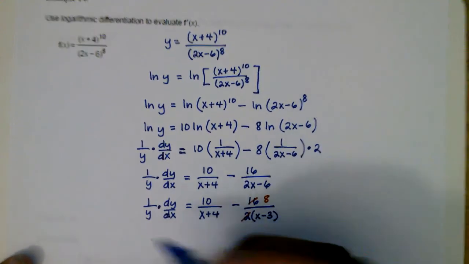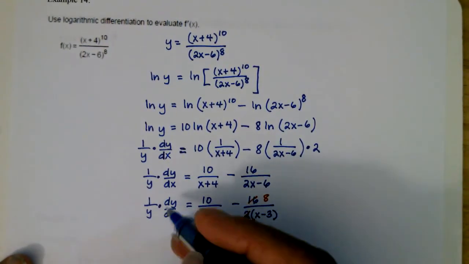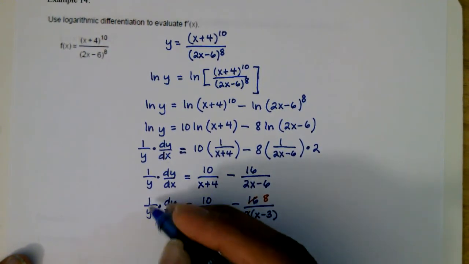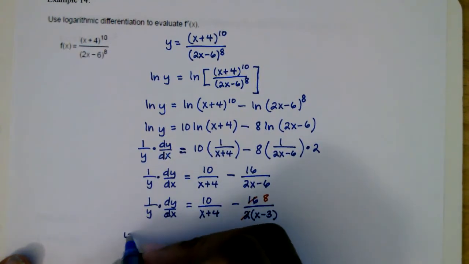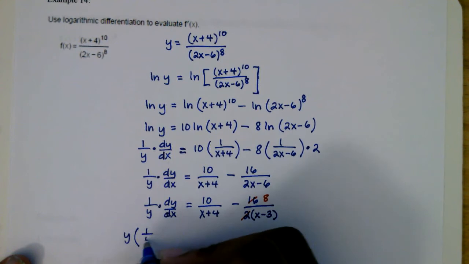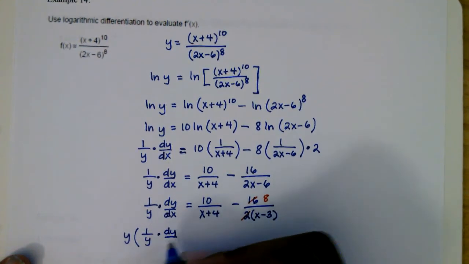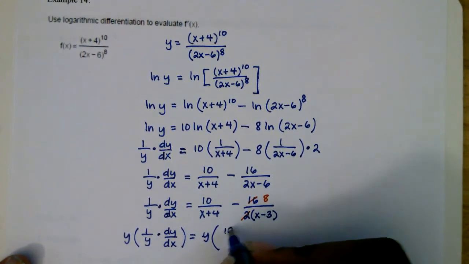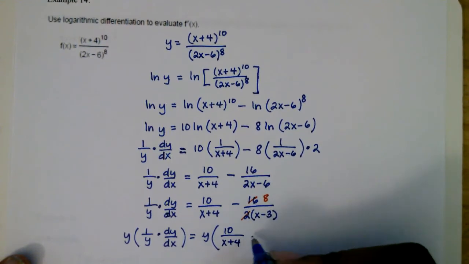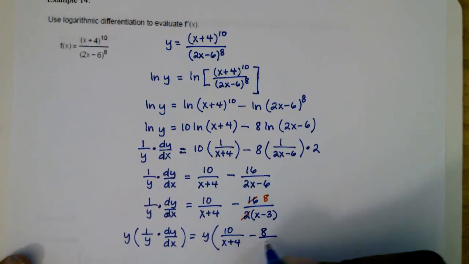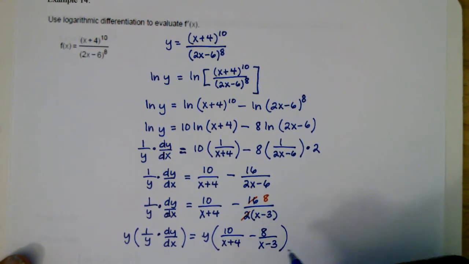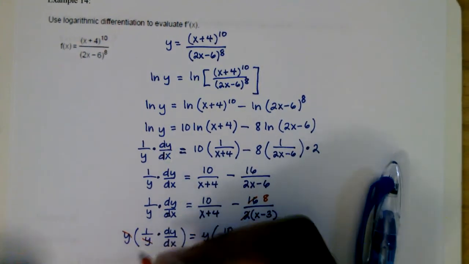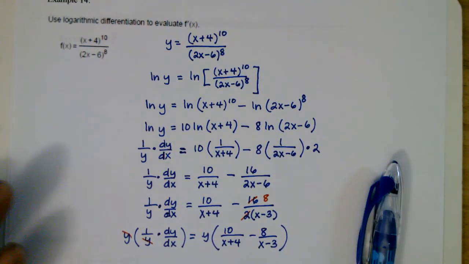Okay. Now what I'm going to do here is get dy dx by itself. I have 1 over y. The reciprocal of 1 over y would just be y. So I'm going to multiply both sides of this equation by y in order to get dy dx by itself. So this will be multiplied by 10 over x plus 4 minus 8 over x minus 3. And on the left side, you'll see that the y's divide out. You're left with dy dx.